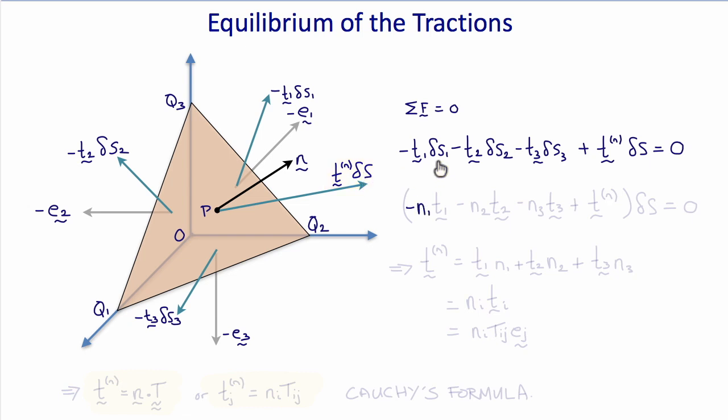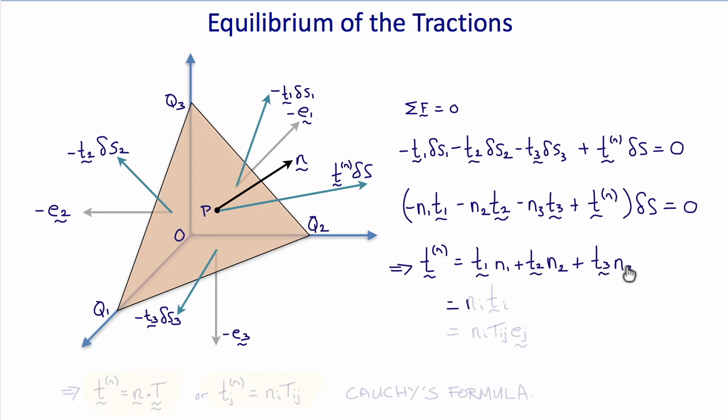in equilibrium. And then knowing that delta S1 is N1 delta S, delta S2 is N2 delta S, delta S3 is N3 delta S, we get minus N1 T1 minus N2 T2 minus N3 T3 plus Tn times delta S equals 0, which means that Tn must equal T1 times N1 plus T2 times N2 plus T3 times N3, where T1, T2, and T3 are the tractions on these faces, N1, N2, and N3 are the components of the unit normal N. In other words, the traction vector T equals Ni Ti, and from our previous definition, Ti, the tractions acting on each of the faces, are Tij Ej.